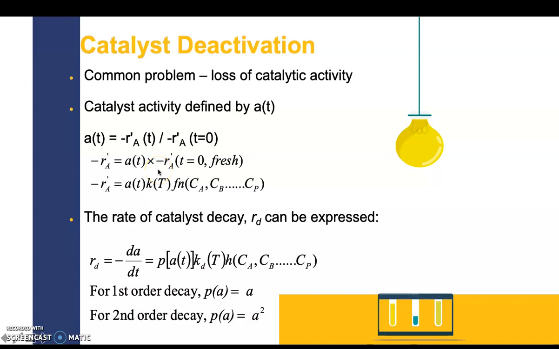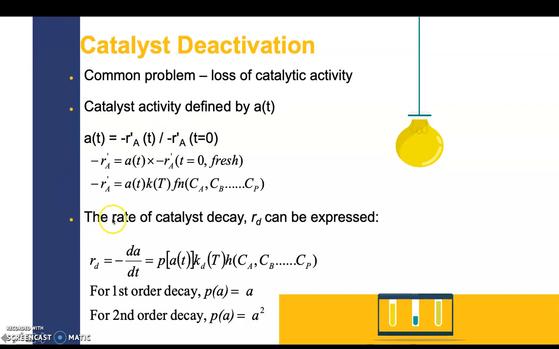Okay, so if your catalyst is 100% active, your A(t) will equal 1. But somehow, due to catalyst decay, your A(t) will not become 1. So later we will see how this catalyst activity will be inserted into your reaction rate to see the effect of catalyst deactivation on your reaction rate.